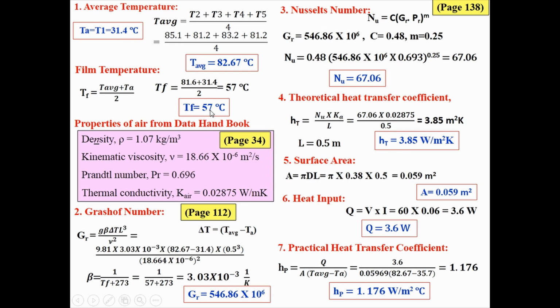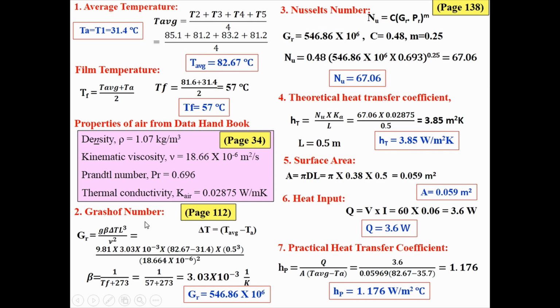Now after this, what you have to do? You have to take the properties of the air at film temperature, that means 57 degrees Celsius. What is the density of air at 57 degrees Celsius? You have to take it from the data handbook, page number 34. Density is equal to 1.07 kg per meter cube. Kinematic viscosity nu is equal to 18.66 into 10 to the power of minus 6, whereas the Prandtl number is 0.696. Thermal conductivity of air is equal to 0.02875 watt per meter Kelvin. These properties are taken from the data handbook at page number 34.